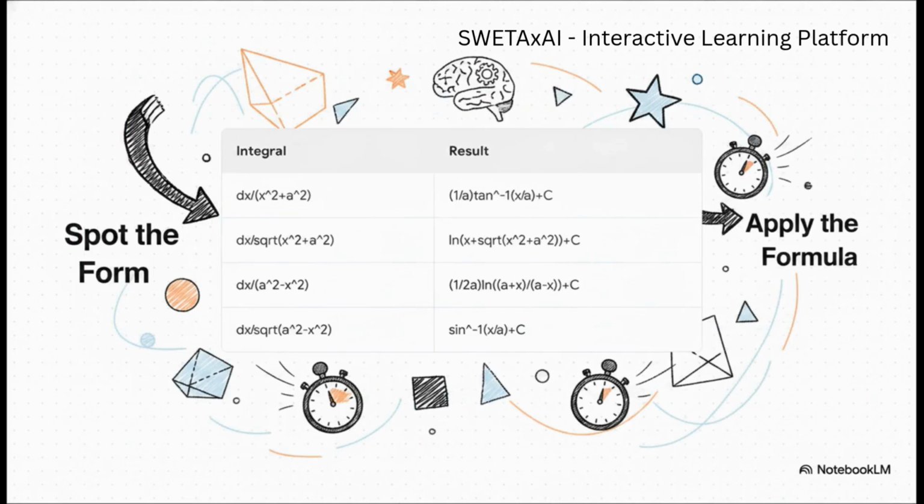Next up, we have the fundamental special integrals. And let me tell you, these are massive for the JEE. When you start spotting specific structures, like seeing x squared and a squared together in the denominator, recognizing those exact forms acts as a huge time-saving shortcut. If you actually try to derive these inverse tangents or natural logs from scratch during the exam, no way, you will lose precious minutes. Spot the form, apply the formula, and move on.